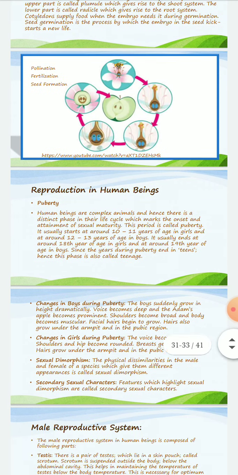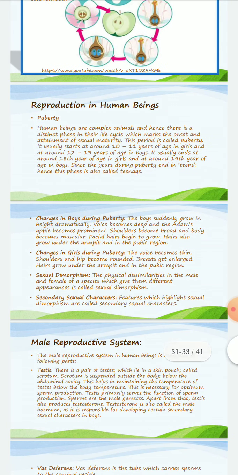Now, reproduction in human beings. Puberty. Human beings are complex animals, and hence there is a distinct phase in their life cycle which marks the onset and attainment of sexual maturity. This period is called puberty. It usually starts at around 10 to 11 years of age in girls, and at around 12 to 13 years of age in boys. It usually ends at around 18 years of age in girls and at around 19 years of age in boys. Since the years during puberty end in teens, this phase is known as teenage.